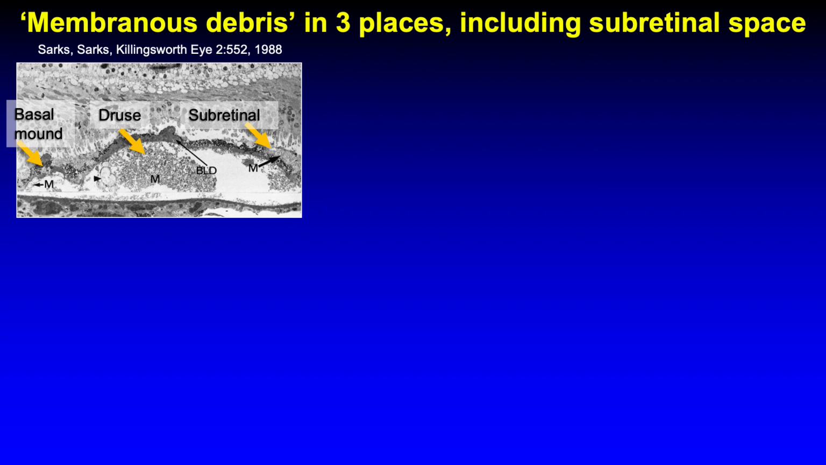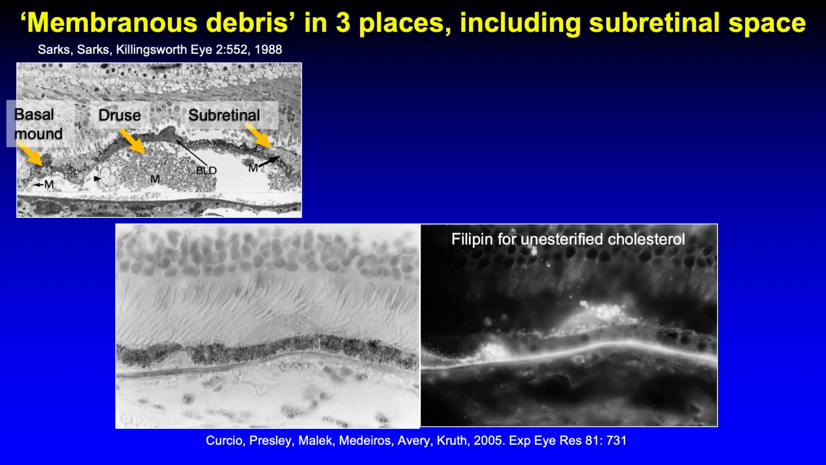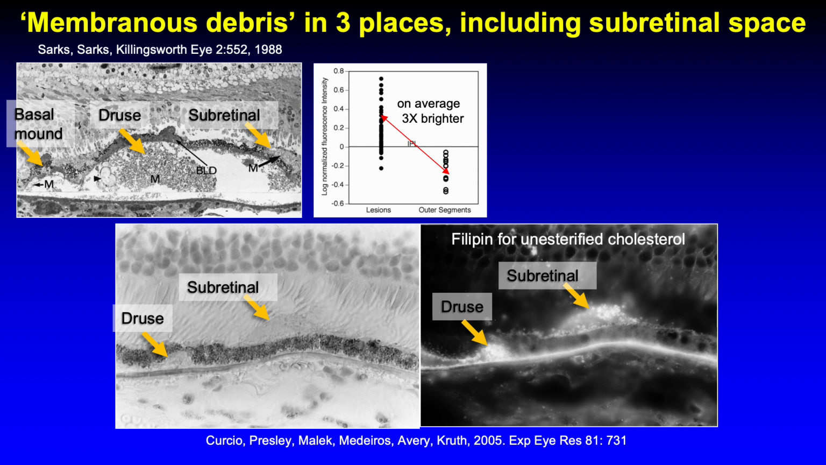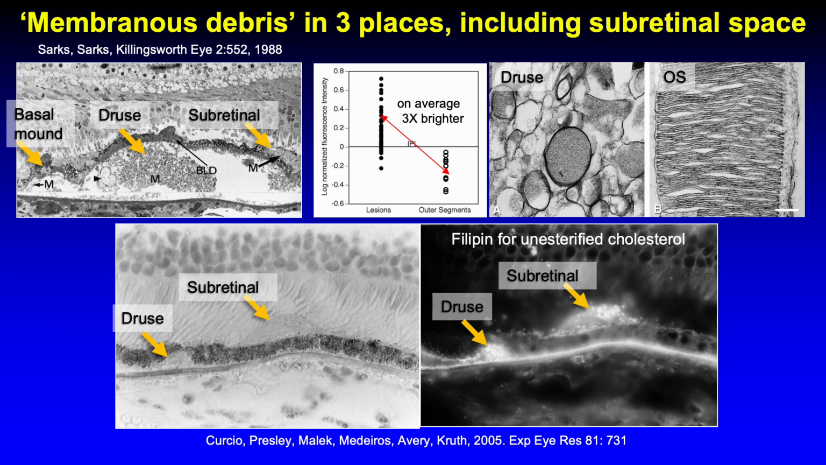So we were fortunate that in AMD eyes with attached retina, we could use filipin histochemistry for unesterified cholesterol to show that both drusen and SDD were 3 times brighter than the outer segments. This is striking due to the high concentration of membranes in outer segments, shown here.